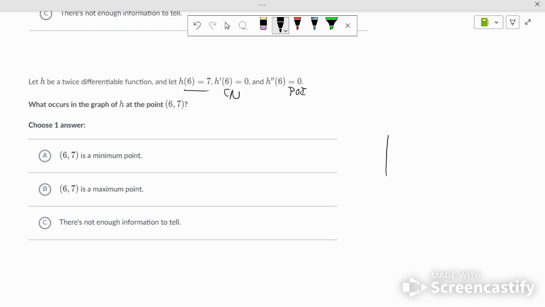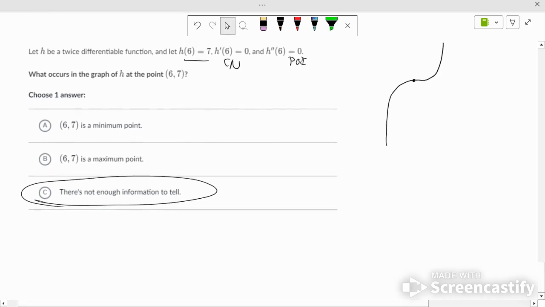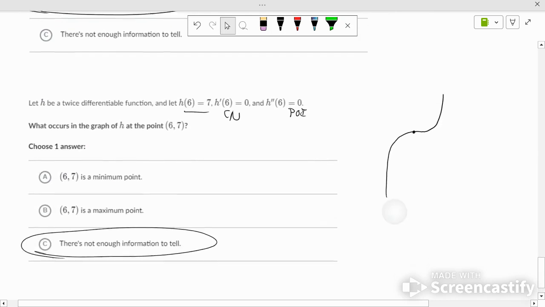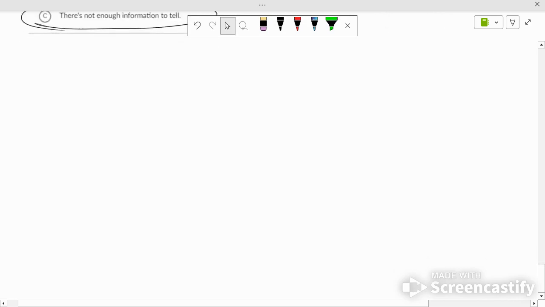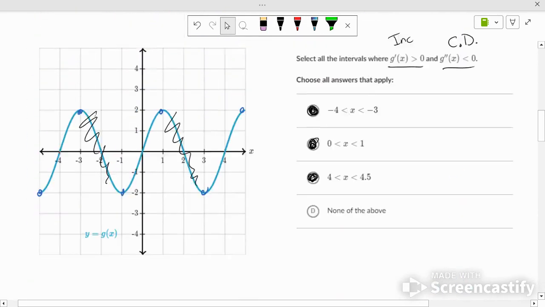So it could be like this. Could be something like that, where it changes. It goes flat at that point. Okay. Is that a maximum or a minimum? No, we really can't tell what's going on there. We don't really know. I don't know if there would even be an asymptote there. It's tough to tell, because the second derivative is equal to 0. Okay. So you will see problems like that today.